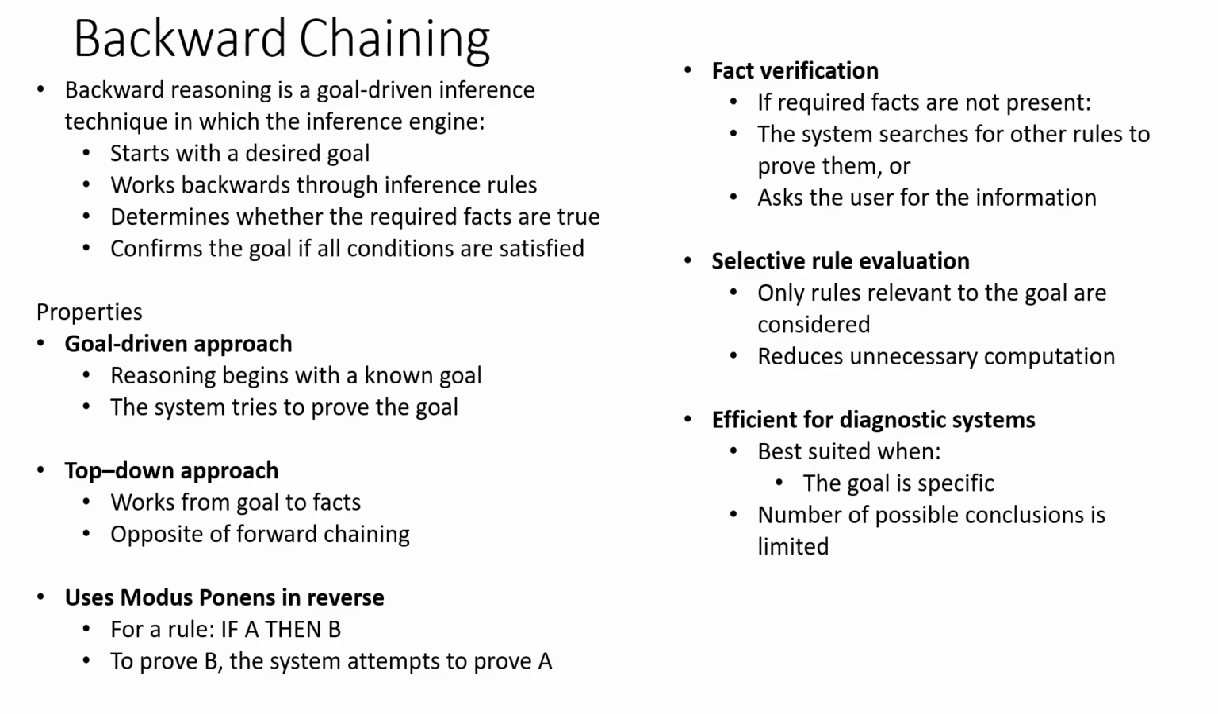That means if we have a rule, it will be in this form: if A, then B. In backward chaining, we are starting with the goal state. So if the goal is B, we are starting from the back. The system asks, can I prove A? To prove B, we have to try to prove A. So forward chaining applies rules forward, and backward chaining traces rules backwards.